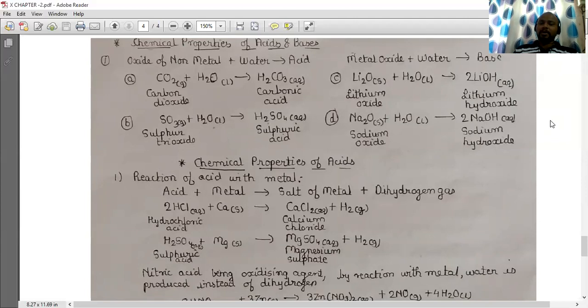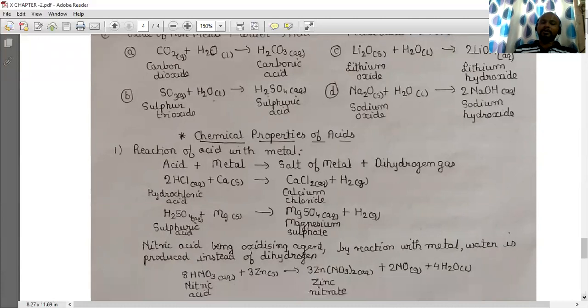Now, chemical properties of acid. Reaction of an acid with metal. When an acid reacts with metal, the salt of the metal and dihydrogen gas is produced. You'll recall once again, when an acid reacts with metal, it gives us the salt of the metal and dihydrogen gas is produced. When hydrochloric acid reacts with calcium, it gives you calcium chloride plus hydrogen gas. 2HCl, when it reacts with calcium Ca, gives you CaCl2, that is calcium chloride, plus H2, that is dihydrogen gas.